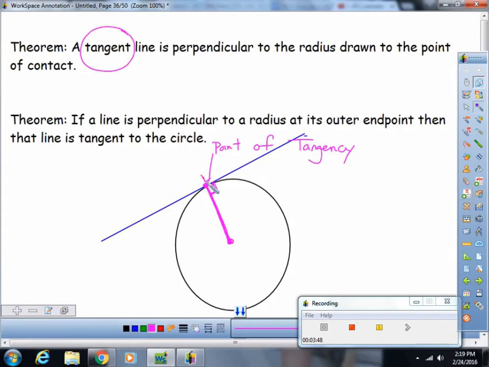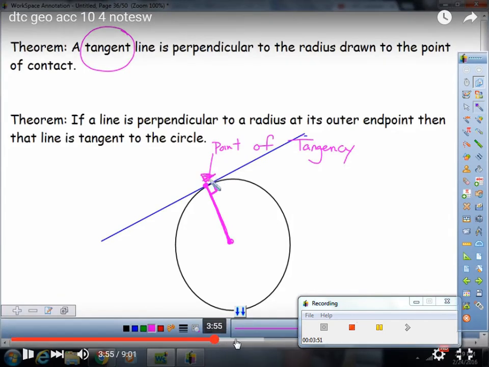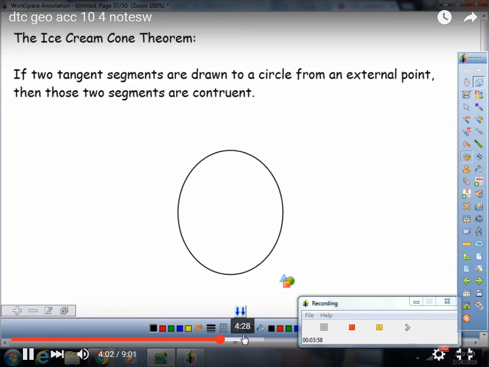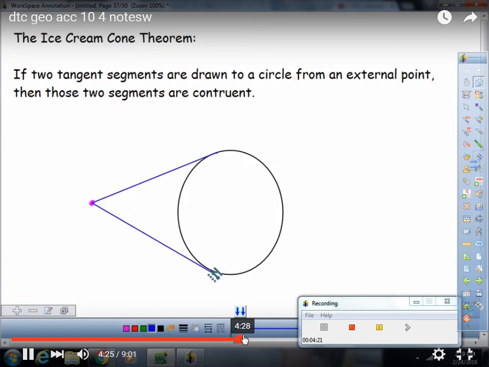Okay, so as we move on a little bit, this is what I call the ice cream cone theorem. If two tangent segments are drawn to a circle from an external point, then those two segments must be congruent. So here we've got a circle with an external point. If I draw a segment that's perfectly tangent, and another segment that's perfectly tangent, you'll find that those two blue segments are certainly congruent to each other.